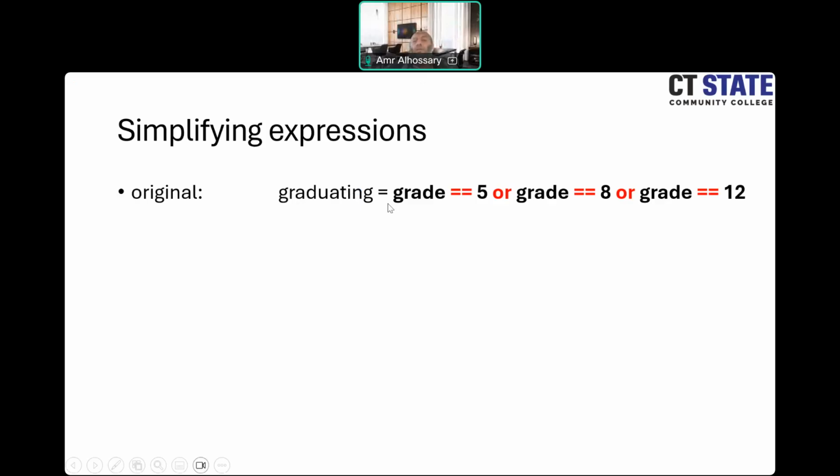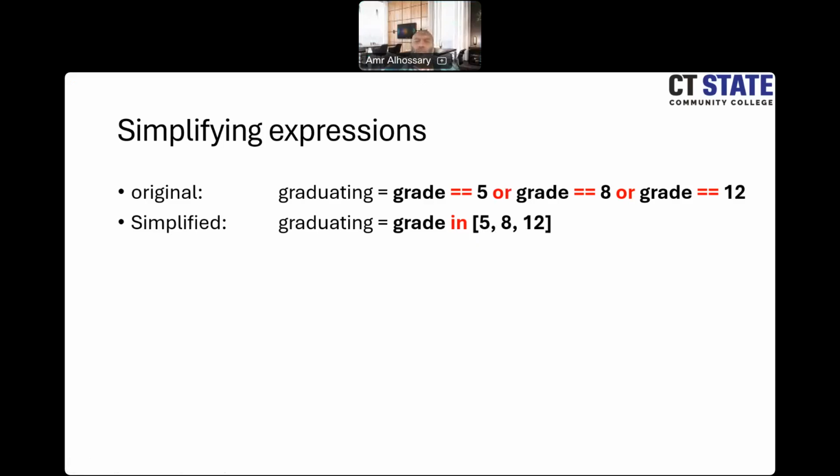So graduating equals grade equal 5, or grade equal 8, or grade equal 12. We can replace this complex expression with a simple expression. Graduating equals grade in a collection or a sequence containing 5, 8, and 12. That's all. That's simple. You see, short, less operator overhead, less calculation overhead.